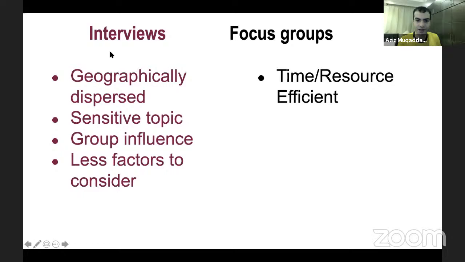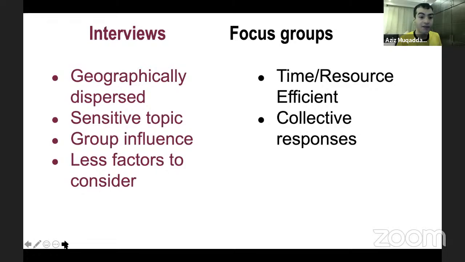If you have focus groups, it's time and resource efficient because you can get the opinions of multiple people squeezed into a shorter period of time. So I don't spend 2 hours doing 3 separate interviews. I can have 2 hours talking to a focus group composed of 8 people, right? You would see almost triple the number of participants if you're looking for a group response, right?